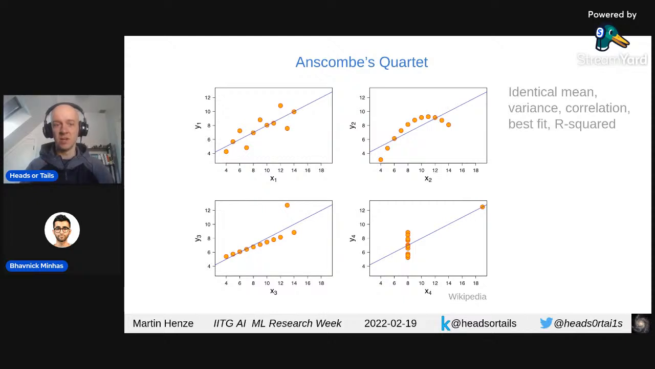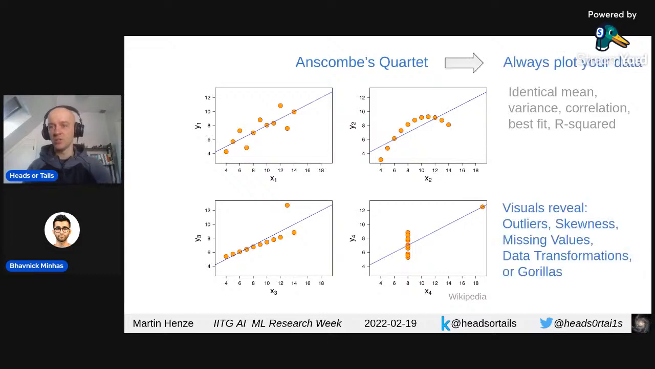plots are identical, whereas obviously, the upper left is very well behaved. The upper right is clearly not a linear relationship, and the other two show some very strong outliers and some very strange characteristics that you would definitely want to investigate when you're dealing with this data set. So always plot your data.